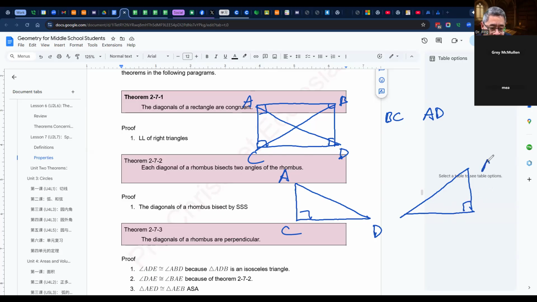And this is ABC, and this is BDC. So this triangle and that triangle. And we know that this side and this side are congruent, this side and this side are congruent. So that's what we call the leg-leg theorem. So therefore, those two triangles are congruent, and therefore, this side and that side are congruent.